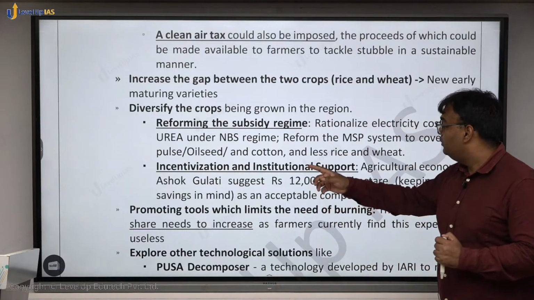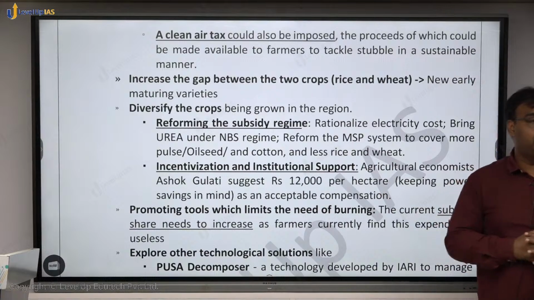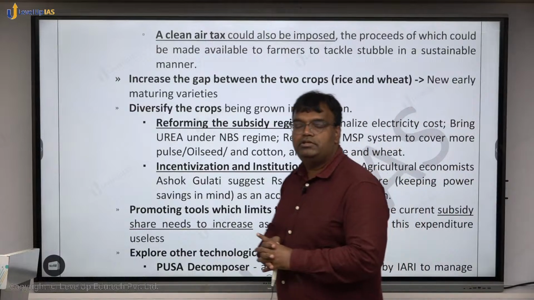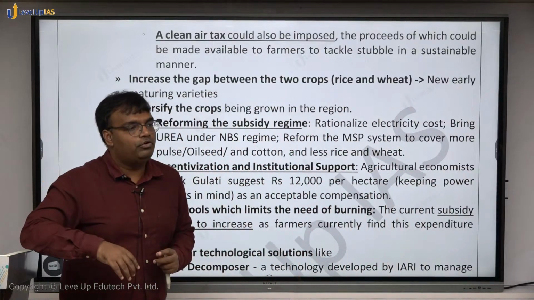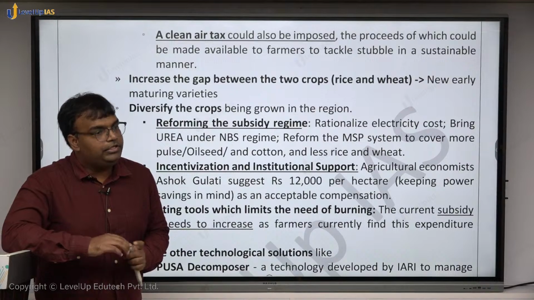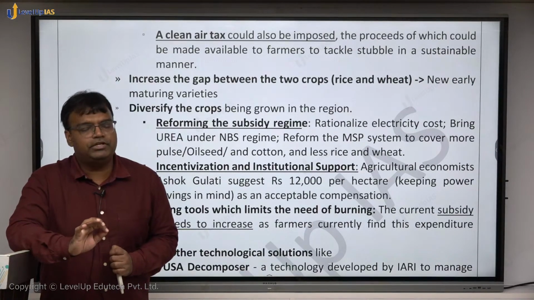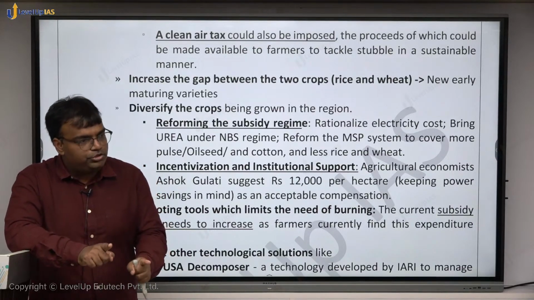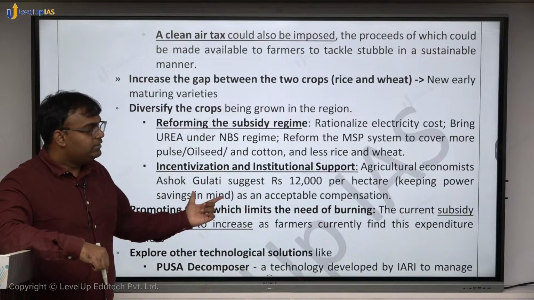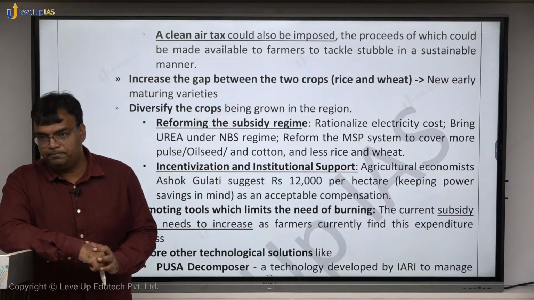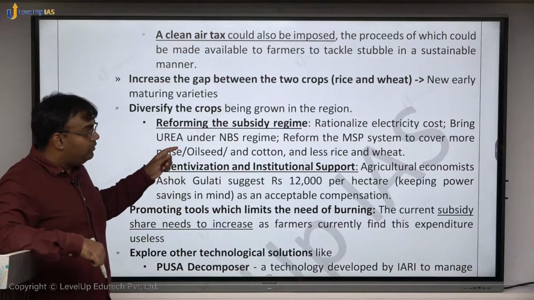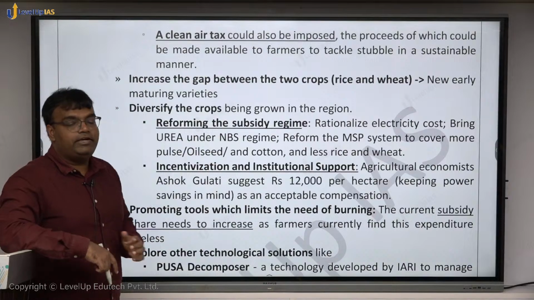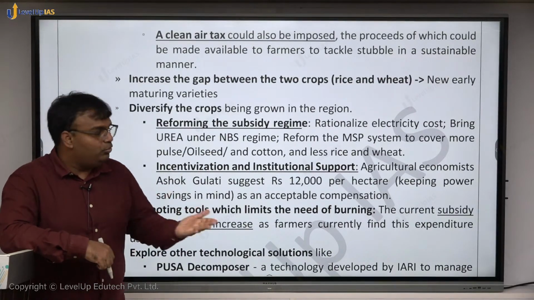Then for this, one of the suggestions comes from Ashok Gulati, one of the famous leaders in the field of agriculture. He keeps on writing in Indian Express and gives a number of suggestions. He has said that in order to make farmers move away from rice to other crops, some amount of subsidy per hectare could be given. So we can do this diversification by reforming the subsidy regime and by incentivizing farmers to move to other crops.